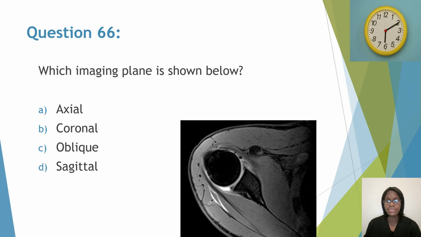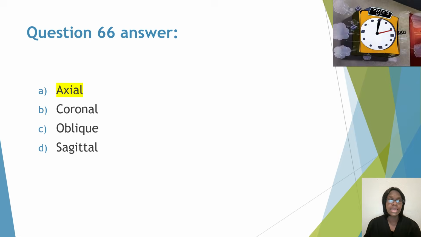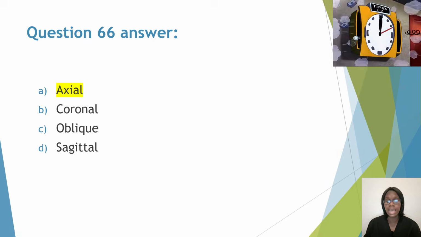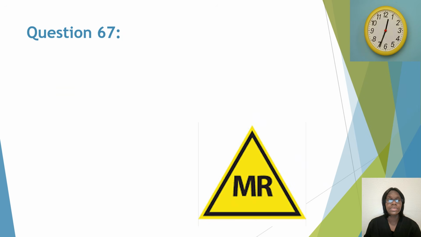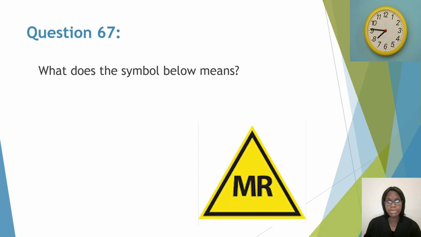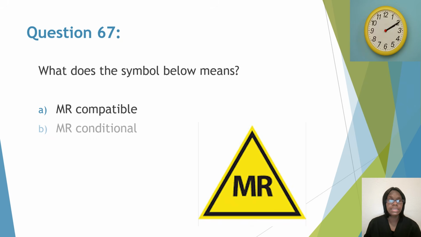All right, the correct answer is A. Axial. So this is an axial shoulder. Question 67. What does the symbol below mean? A. MRI compatible. B. MR conditional. C. MR safe. D. MR unsafe.